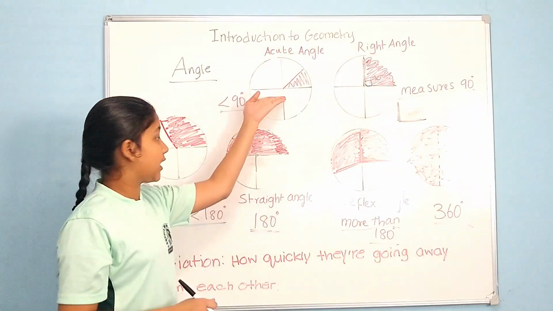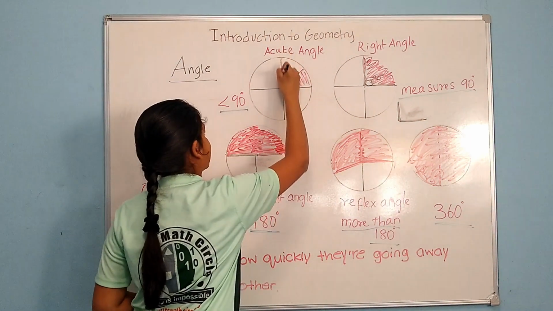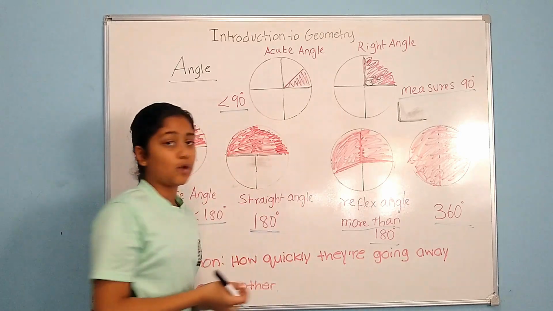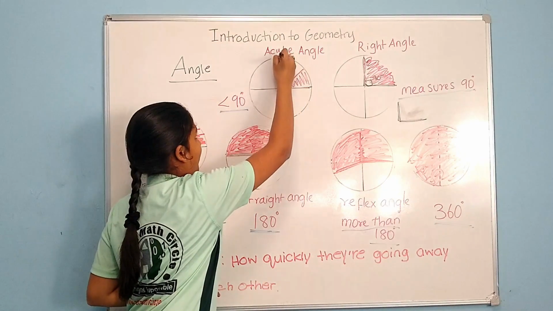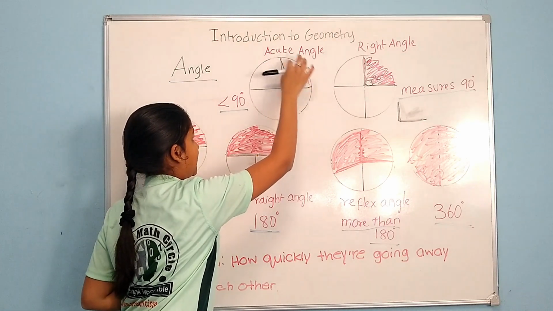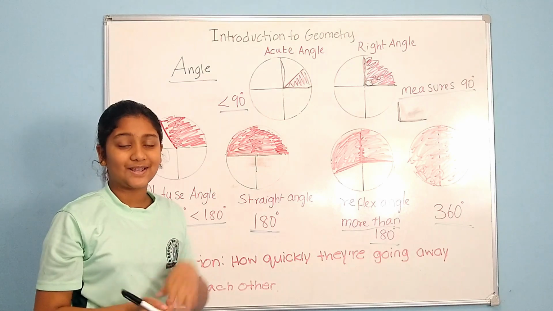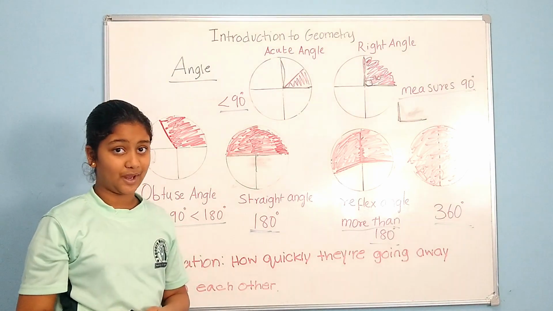So now let's move on to the acute angle. The acute angle is less than 90 degrees. And if you guys don't understand why, let me show you. Well, this is 90 degrees, and this is less than 90 degrees, which is why it's an acute angle. So remember, whenever an angle is less than 90 degrees, it's an acute angle.